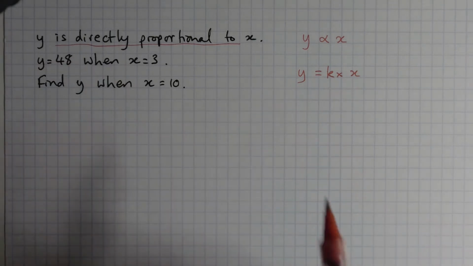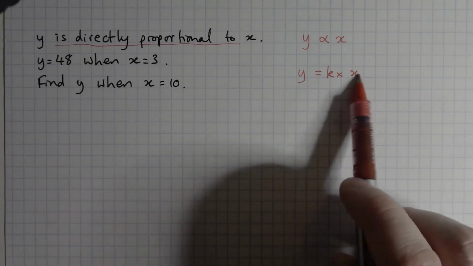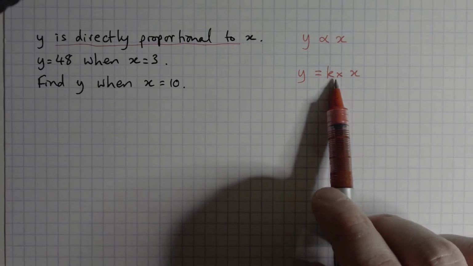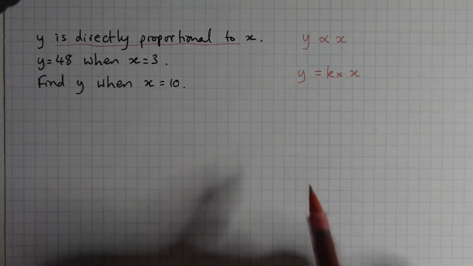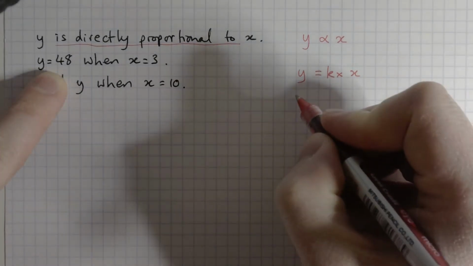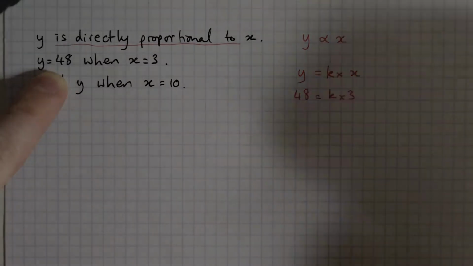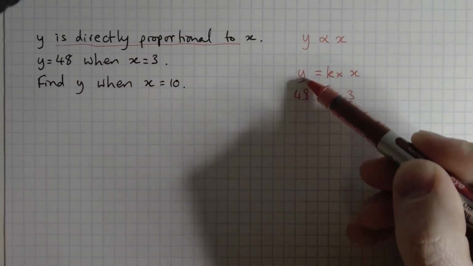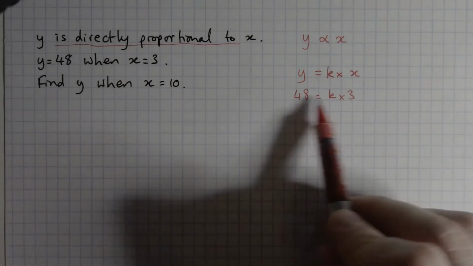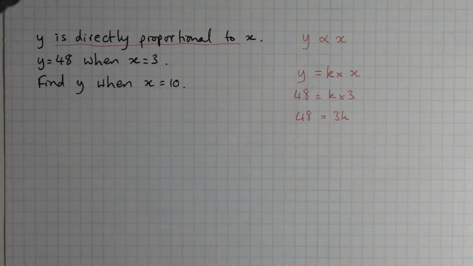If I put those numbers in there, I should be able to work out what k is, because literally at the moment I'm told that the connection between x and y is that to get y you multiply it by some mystery number k. Well, if I put these numbers in, I should be able to work out what k is. So y is 48 when x is 3. So I've done nothing more complicated than replace y with 48 and x with 3. That's all I've done. You can rewrite that if you want to as 48 equals 3k. K times 3 is 3k.